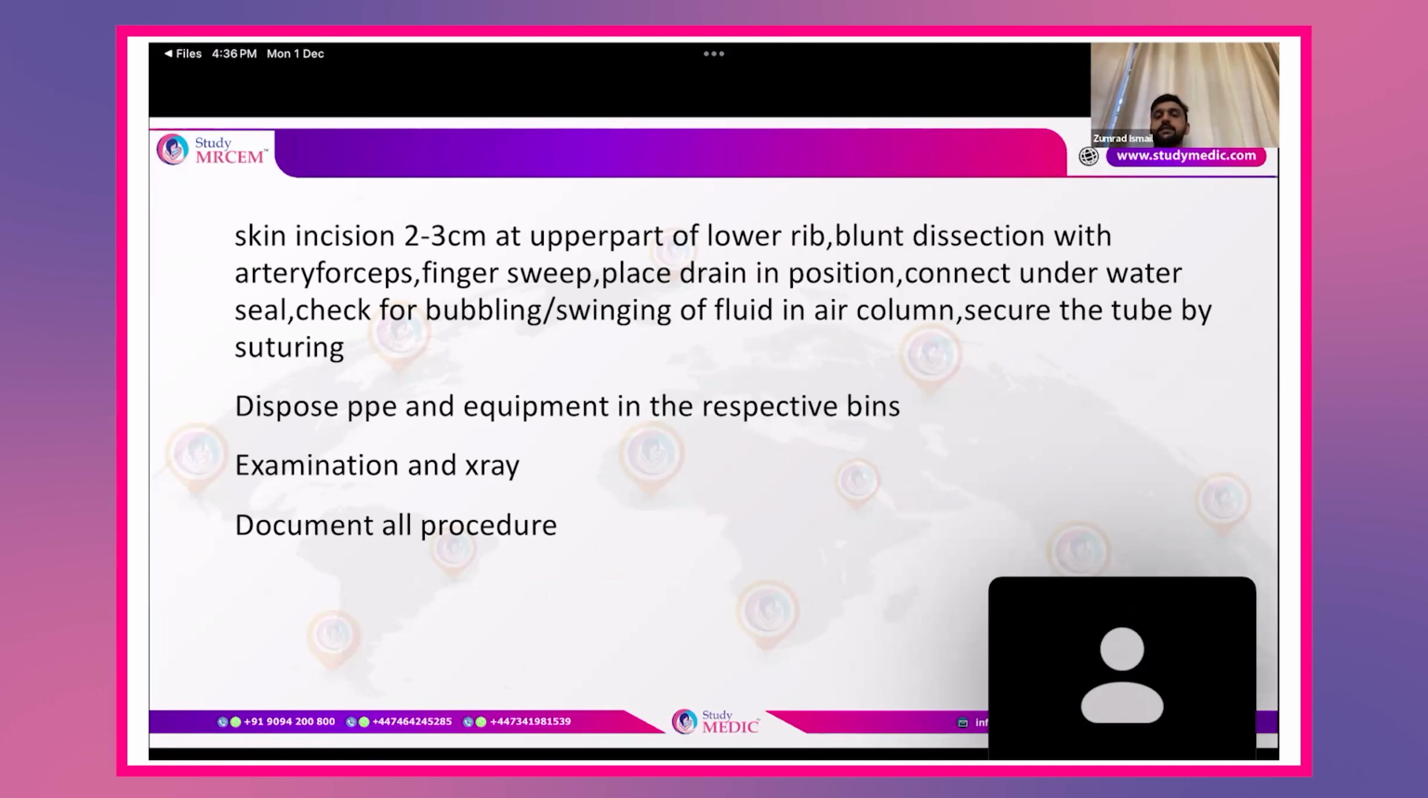Initially, we'll give the local anesthetic, lidocaine. If it is with adrenaline, 7 mg per kg. Without adrenaline, 3 mg per kg, the maximum dose. We'll reduce the dose in extremes of ages. Then we'll move ahead with the procedure.